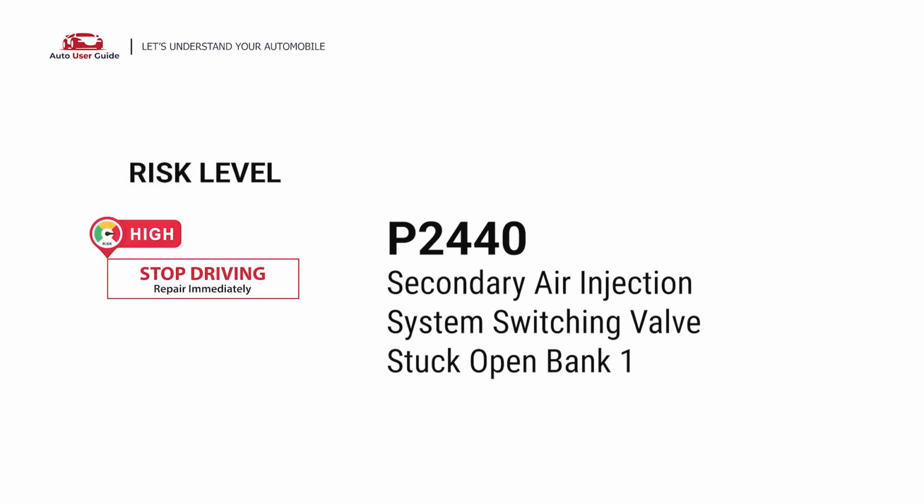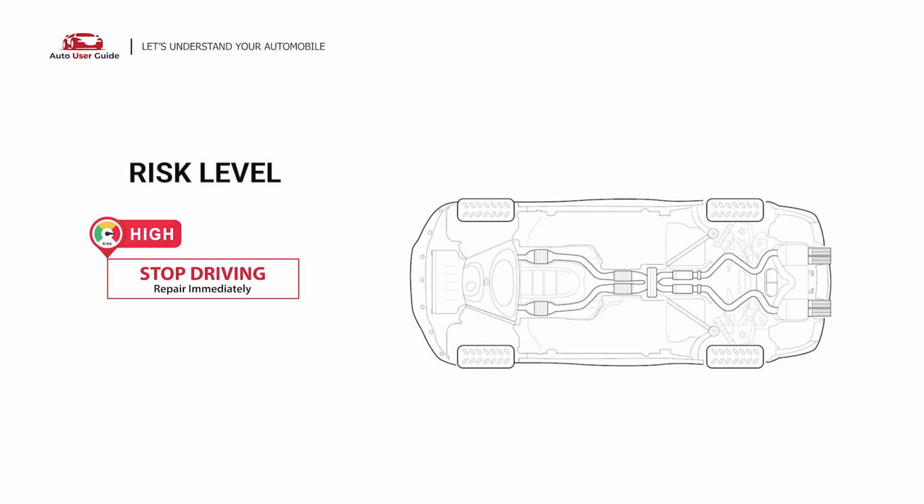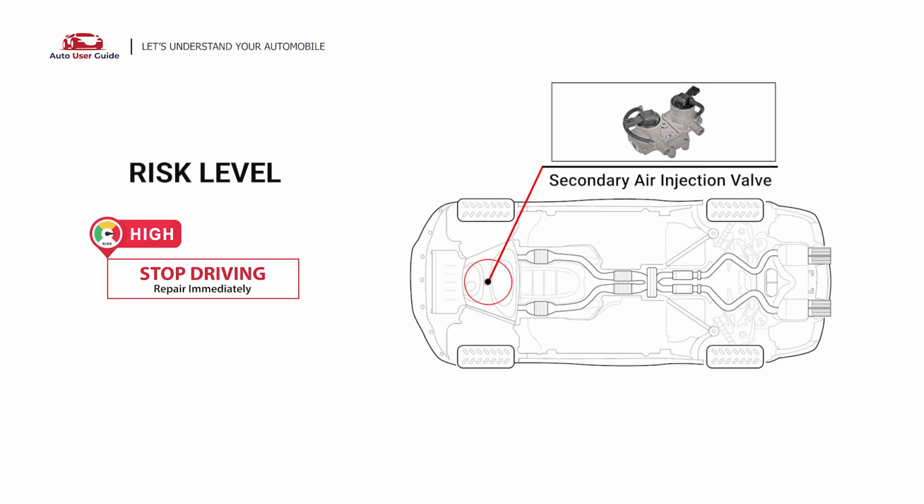P2440 is a diagnostic trouble code for secondary air injection system switching valve stuck open bank 1. This engine code indicates that the PCM has detected that the switching valve of the secondary air injection system is stuck open on bank 1. Under this circumstance, stop driving and repair your vehicle immediately.